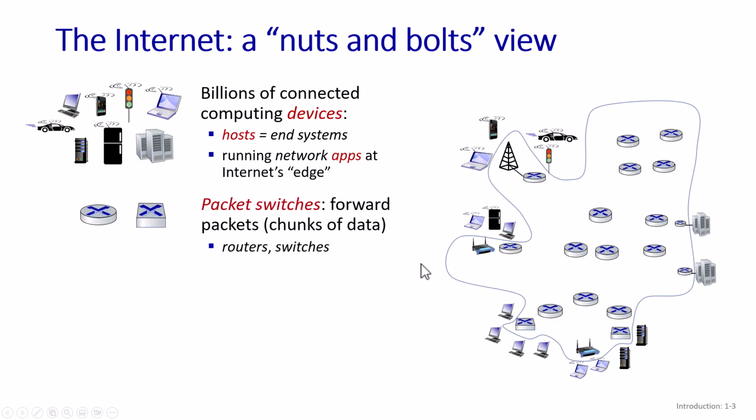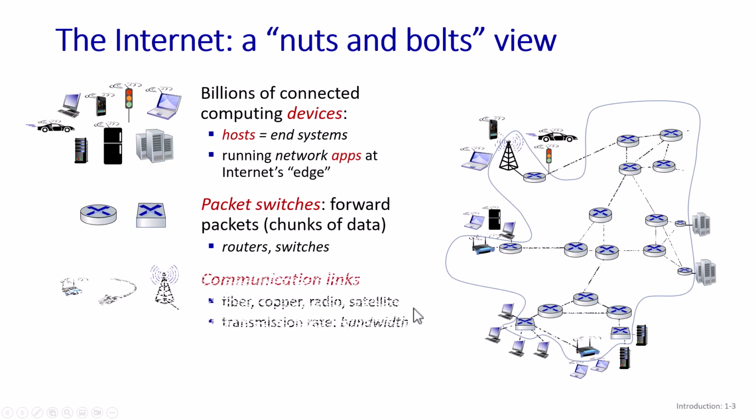And there are packet switches that help us to forward packets, chunks of data. Now, there are two main types of devices, routers and switches. These icons that you see here are a common notation in computer networking. So whenever you see a network related diagram, you may assume that these are devices that are used for packet switching. And we are going to talk about what routers and switches do.